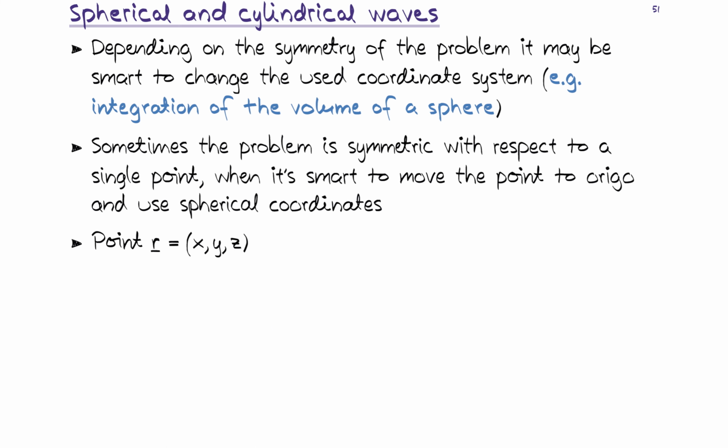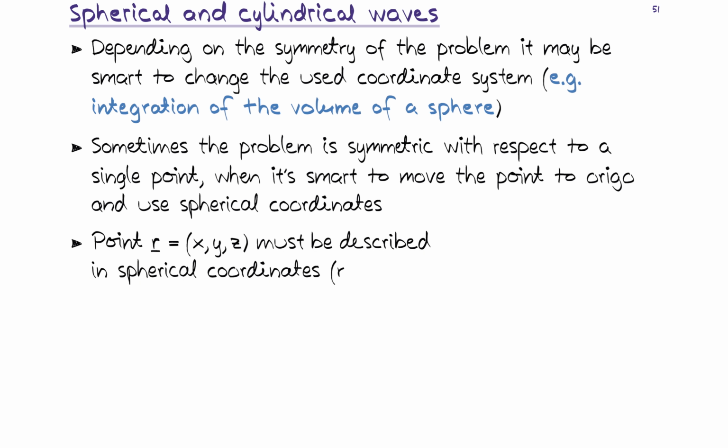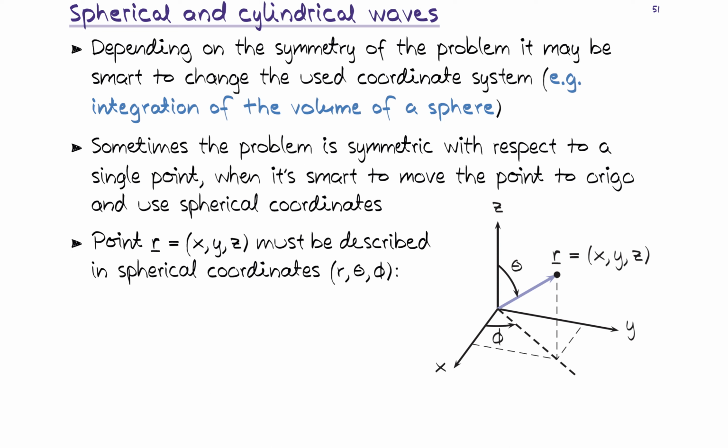So, for this point, when we want to describe it in a Cartesian basis, we would be using coordinates x, y, and z. And now in the spherical coordinates, we should be using r, that's the length of my vector r, and the two angles theta and phi. So theta is the polar angle and phi is the azimuthal angle. And r is the distance from the origo to this point r.